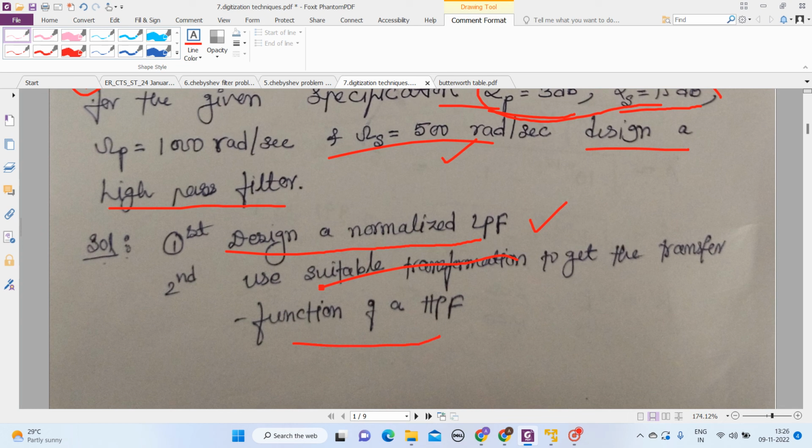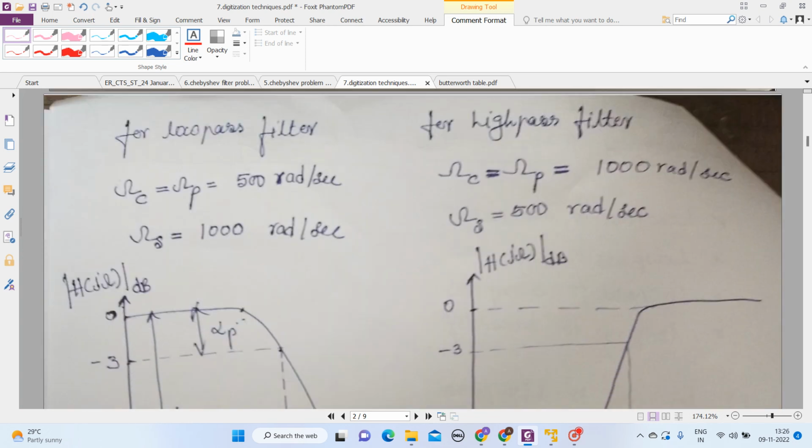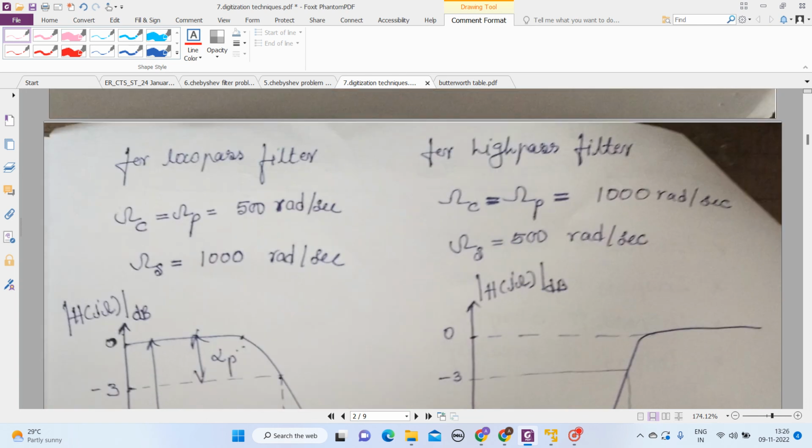Okay, these are the two steps we are going to use in order to design a high pass filter from the low pass filter specification. As I discussed before, this is the low pass filter specification, with the cutoff frequency and the stop band frequency. Just these two frequencies are changed in the high pass filter.